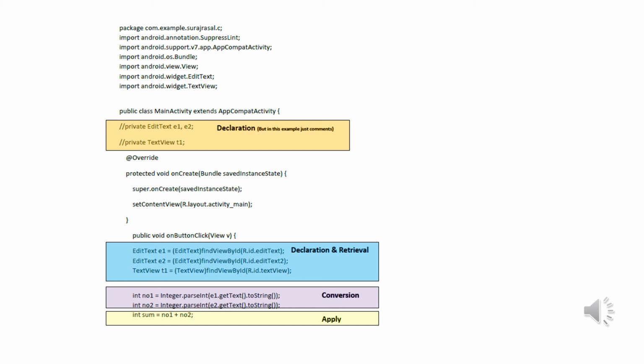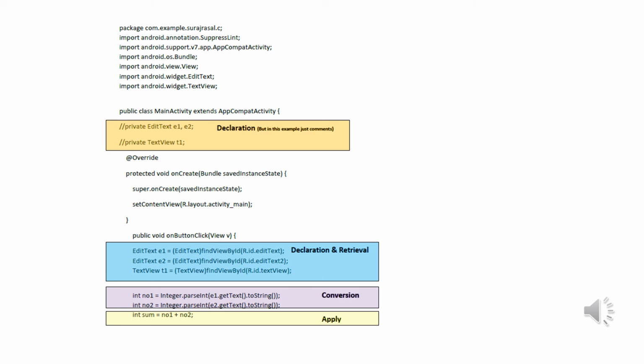Obviously, we need to use EditText. The syntax is private EditText e1, e2. That is, we have used e1 and e2 as two user defined variables for EditText as a component type. Another variable is declared as the TextView component type, that is private TextView t1, where t1 is the user defined variable name. In this way you can declare for the Button also, whose syntax is private Button followed by the user defined variable name, whatever we wish to give it. This is nothing but your declaration step.